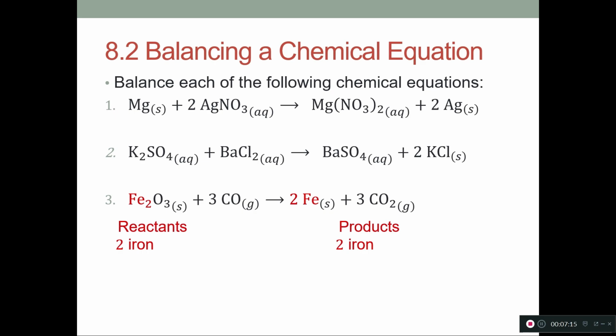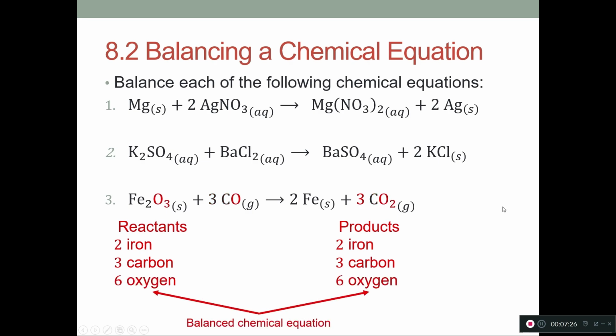Let's look at what we have here. We have 2 irons in both the reactants and products. We have 3 carbons in both the reactants and products, 6 oxygens in both the reactants and products, and so that means this reaction is now balanced.